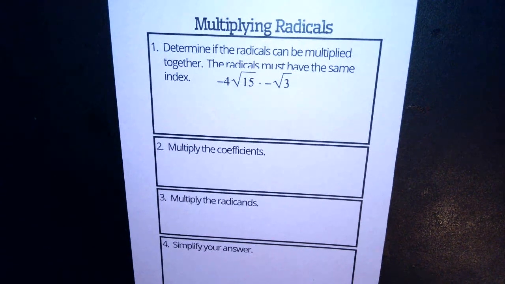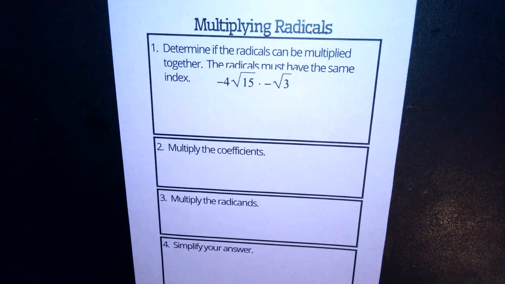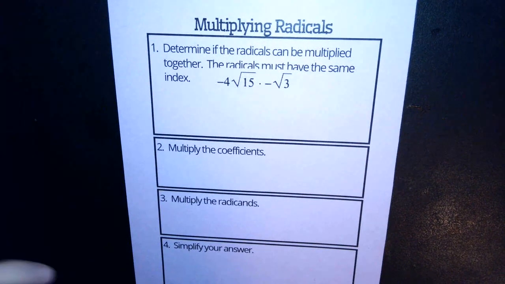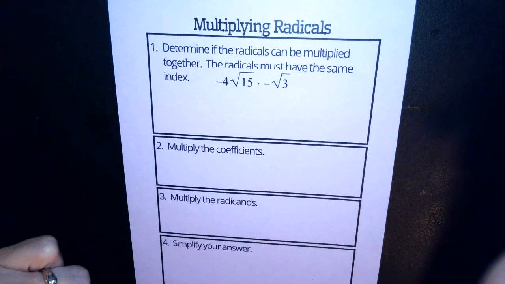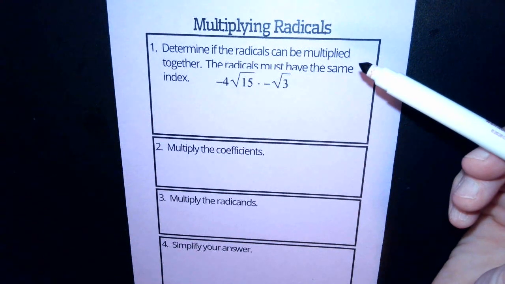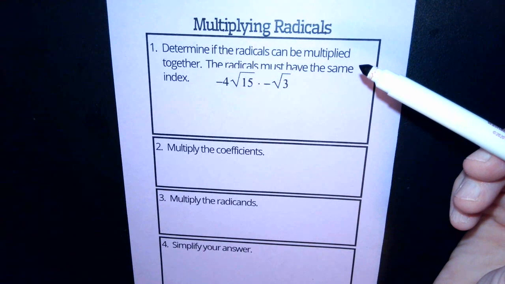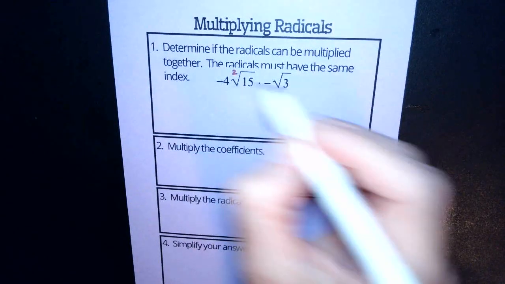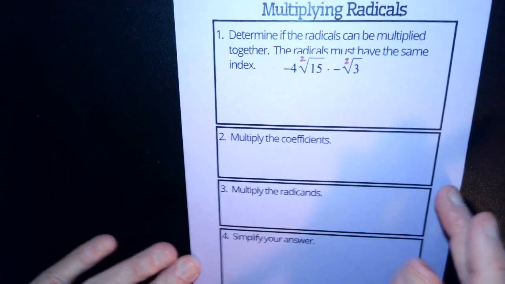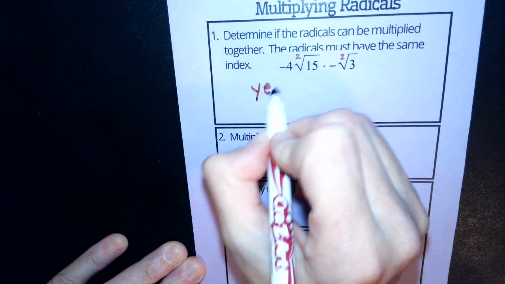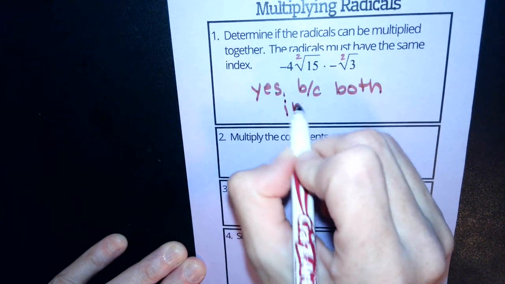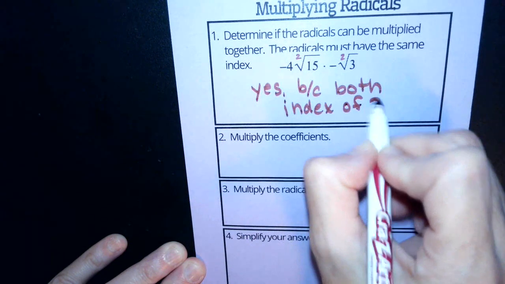Okay, so this is 9.2 multiplying radicals. This is the foldable that you guys received, or should have received, hopefully. And so we're just going to go through each of these steps, determine if the radicals can be multiplied together. The radicals must have the same index. So these are both index 2. So yes, we can multiply these because they are both index of 2.